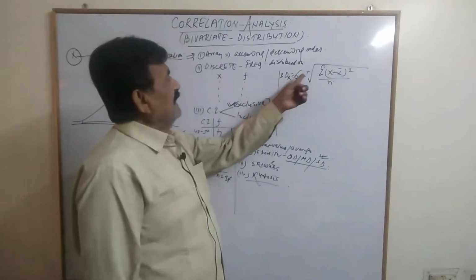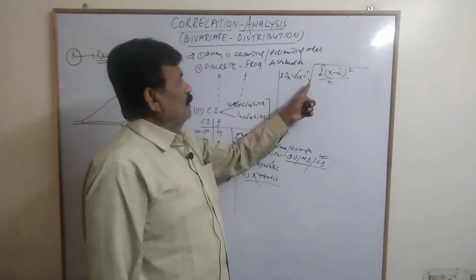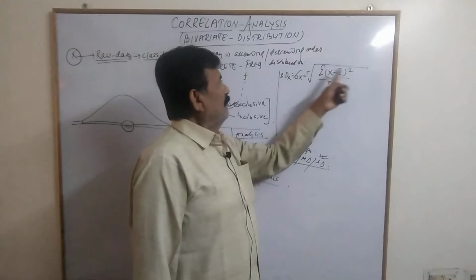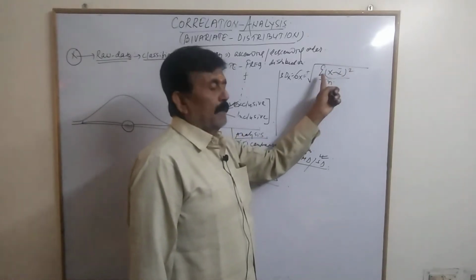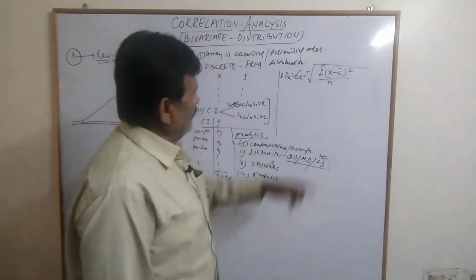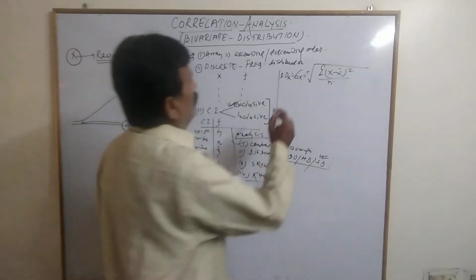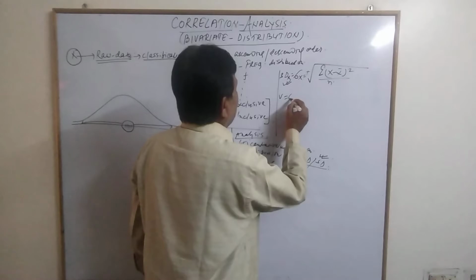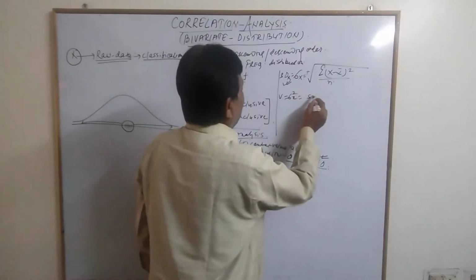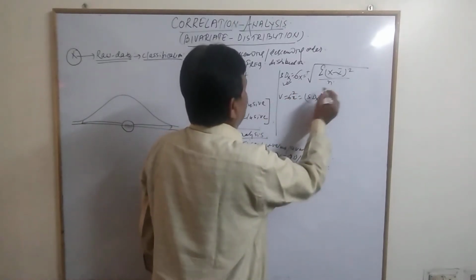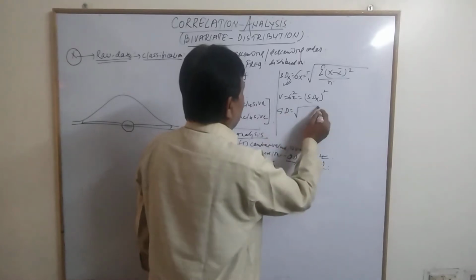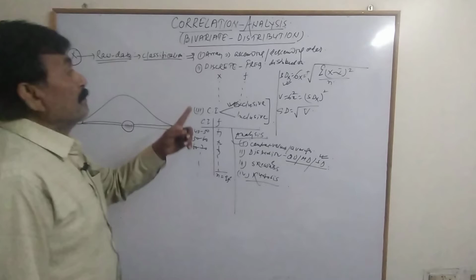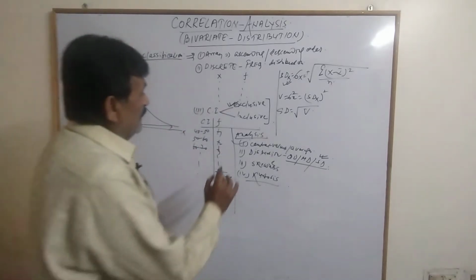So SD is the positive square root of the arithmetic mean of the sum of squares of deviations from the mean. This is how standard deviation is defined, and this is the most authentic measure of dispersion. And variance is sigma square X, that is the square of SD, and SD is the square root of variance. So this is the relation between SD and variance, and this is the measurement of dispersion.